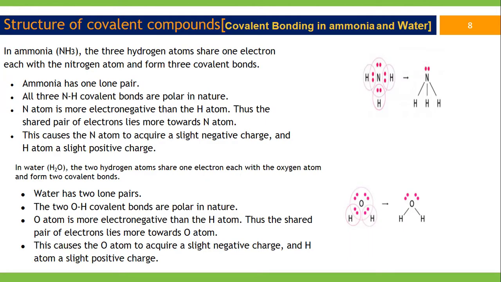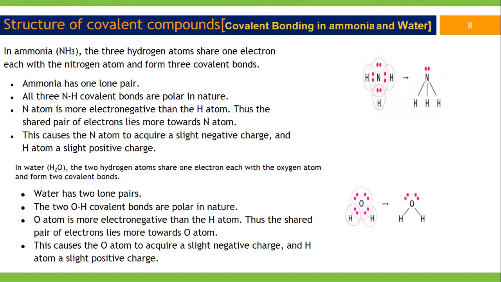Next, structure of covalent compounds. Covalent bonding in ammonia and water. In ammonia, its formula is NH3. The 3 hydrogen atoms share 1 electron each with the nitrogen atom and form 3 covalent bonds, that is N-H bonds. Ammonia has 1 lone pair of electrons.